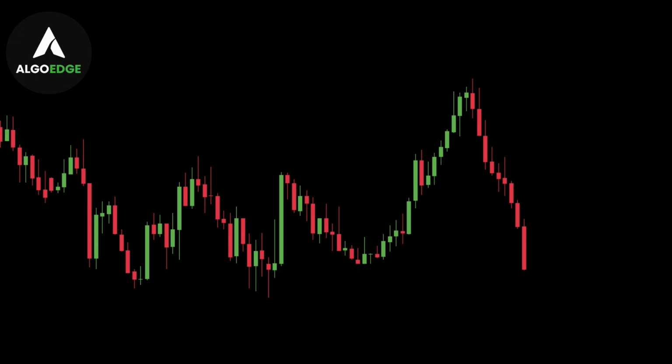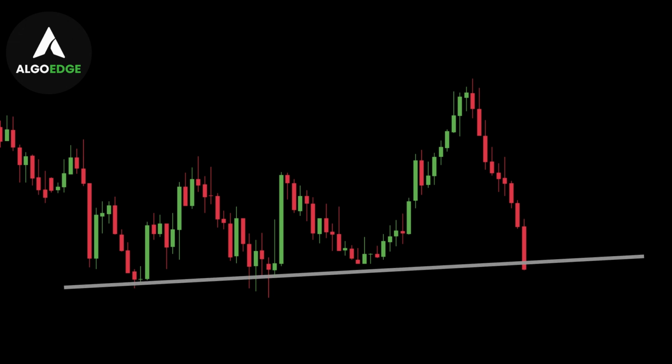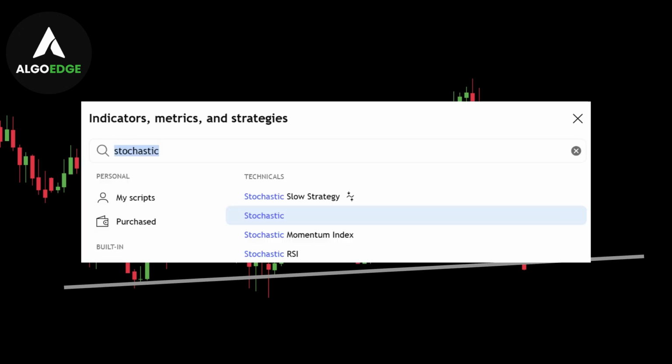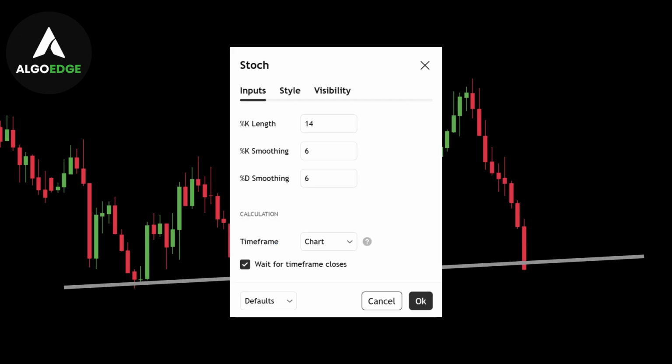Step 1 is to find a market where a valid trend line can be drawn. The next step is to use the stochastic oscillator. To add it in TradingView, simply search for stochastic and select the indicator. Then, open the indicator settings and set the parameters as shown on the screen.